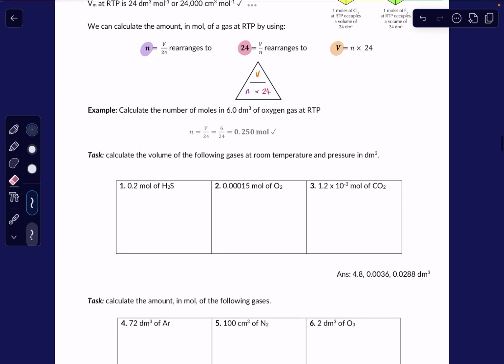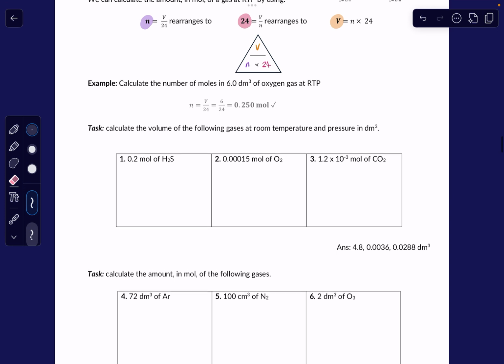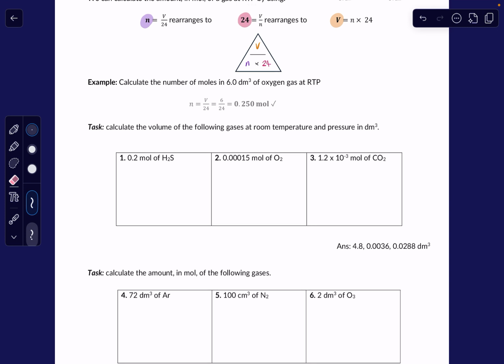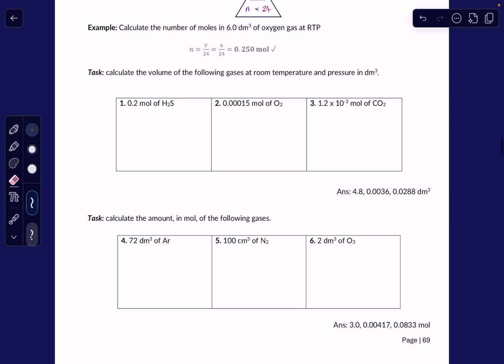What I would like to do is, can you guys pause the video and have a go at determining the moles of these compounds here using V = N × 24? All right, let's move on.